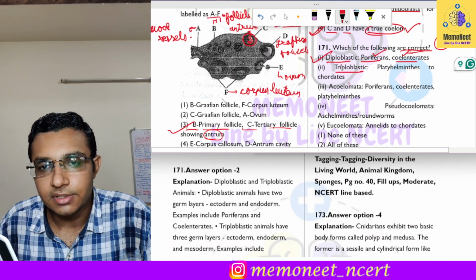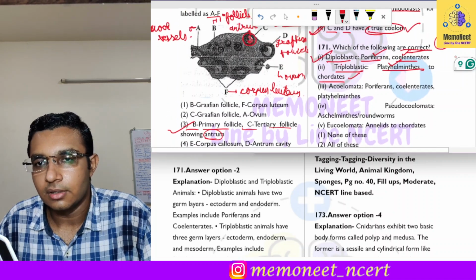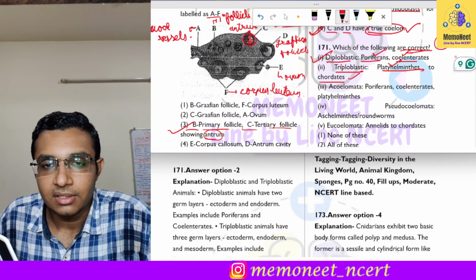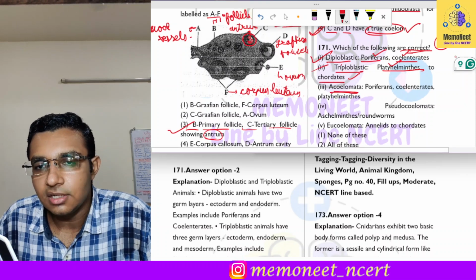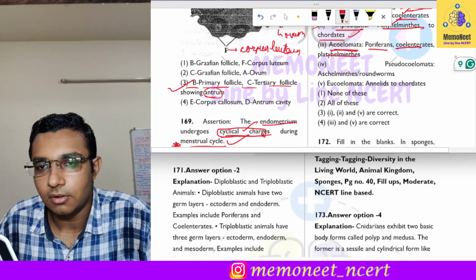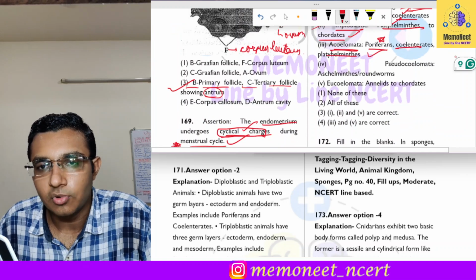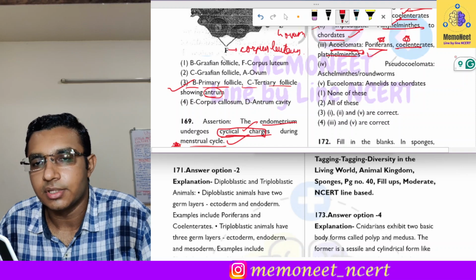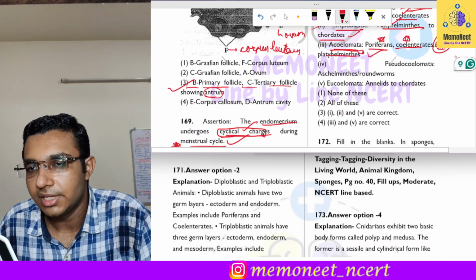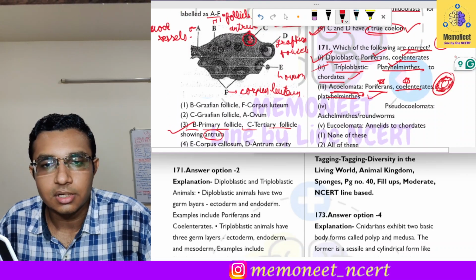The second statement is: triploblastic are the platyhelminthes to the chordates. Yes, this statement is also correct. The platyhelminthes to chordates are the triploblastic animals. The third statement is: acoelomata contains poriferans, cnidarians and platyhelminthes. Yes, this statement is also correct. In these acoelomates, between the ectoderm and the endoderm, a mesoglea is present, which is not a true coelom. These are called acoelomates. So this statement is also correct.